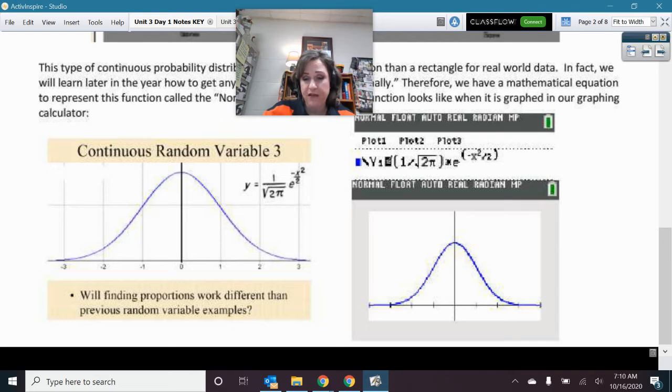I went ahead and showed you that function in our calculator and how that shows up on our calculator and what it looks like.